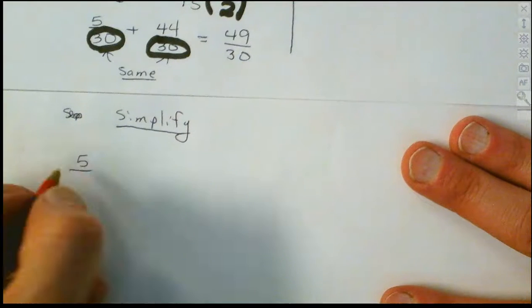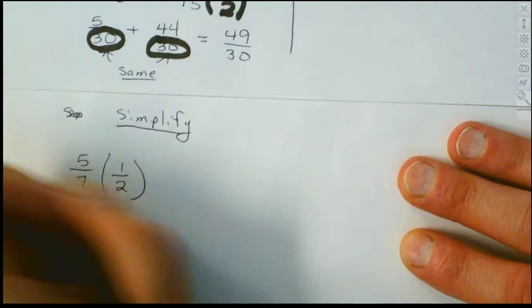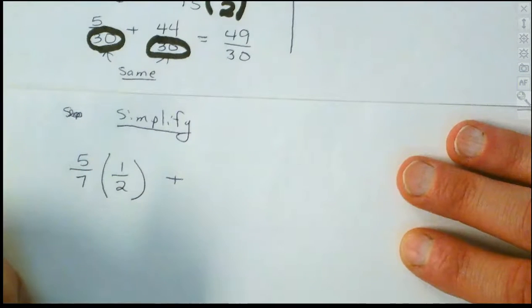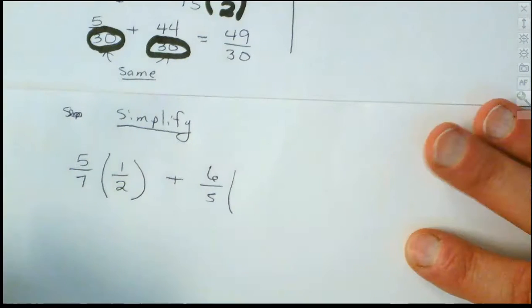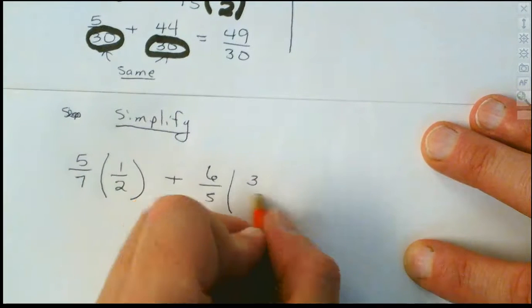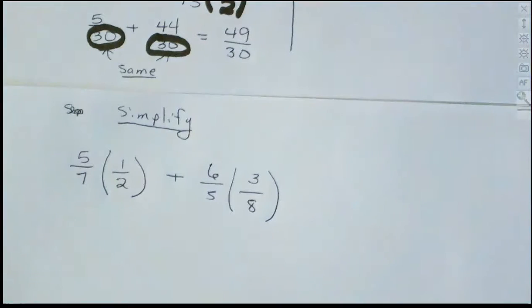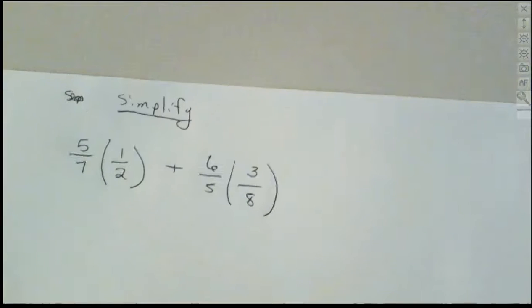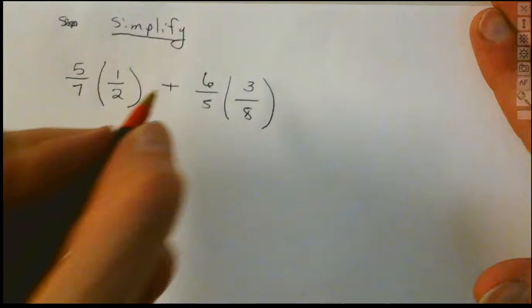About 5/7 times 1/2 plus 6/5 times 3/8. So we're going to work with this one. I didn't want to give you the next question. I didn't want to give you 44 because it's got the same denominator. So I wanted to come up with something a little bit different. So I just changed them up here.